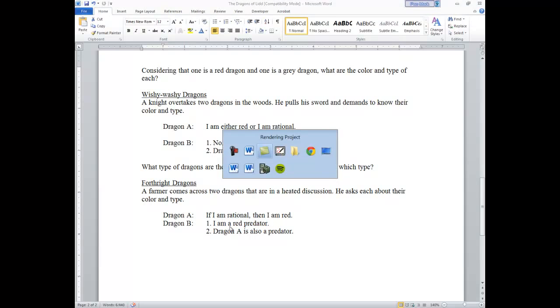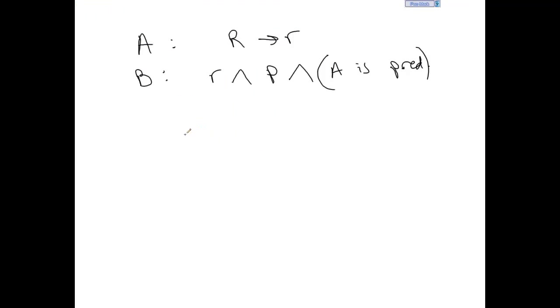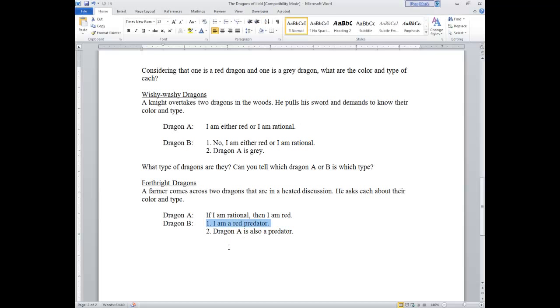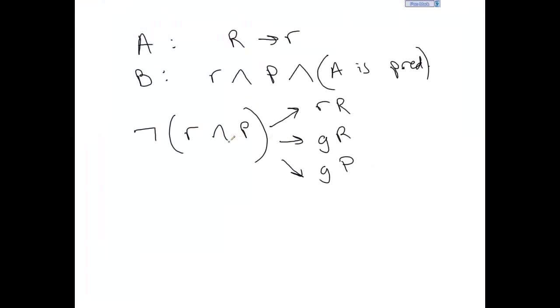If it's not possible for someone to be a red and a predator, then the only other things that he can be, so I am not a red predator, well, that means that logically he could be a red rational, he could be a gray rational, or he could be a gray predator. Okay, so this is where we now have to ask ourselves, what does this game allow us to conclude? Well, because we know that a predator always lies, and a predator would never tell the truth, but a rational would never call himself a predator.